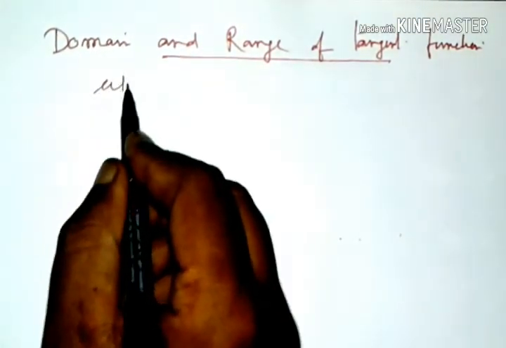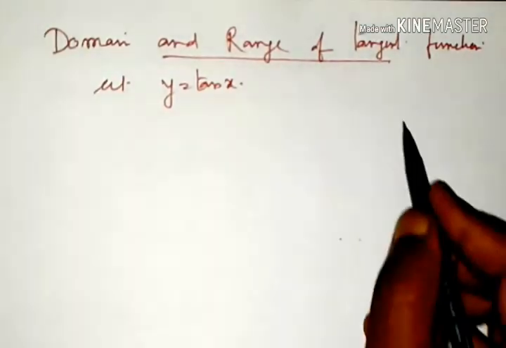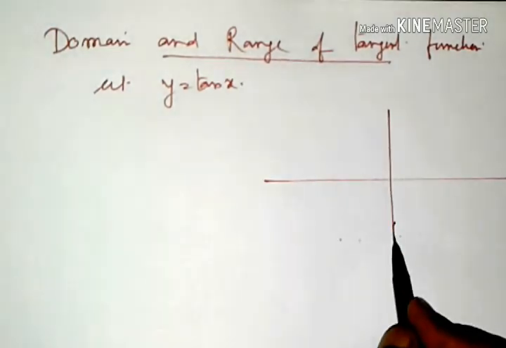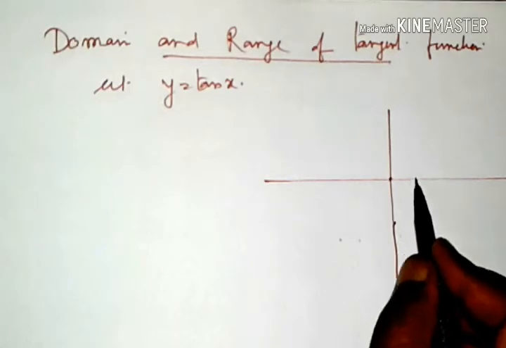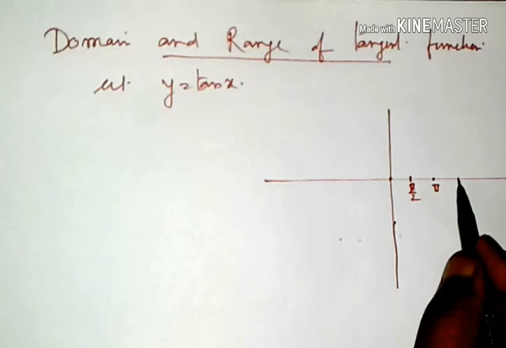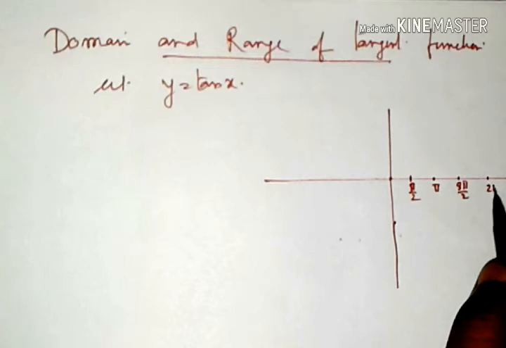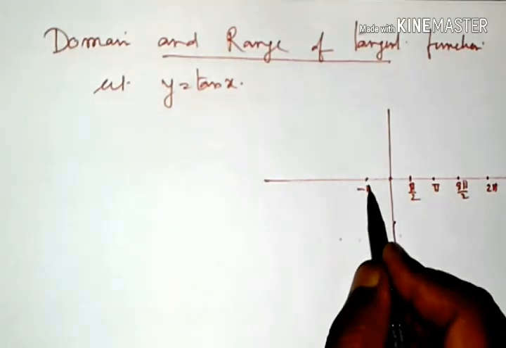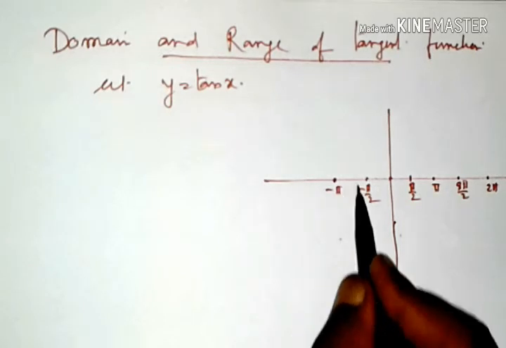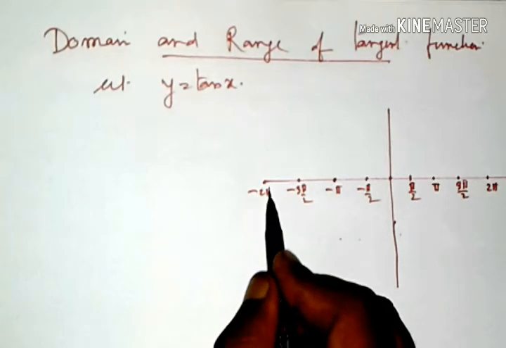Let y is equal to tan x. We have to draw the graph here also. This is 0, this is pi by 2, pi, 3 pi by 2, twice pi, this is minus pi by 2, minus pi, minus 3 pi by 2, minus 2 pi.